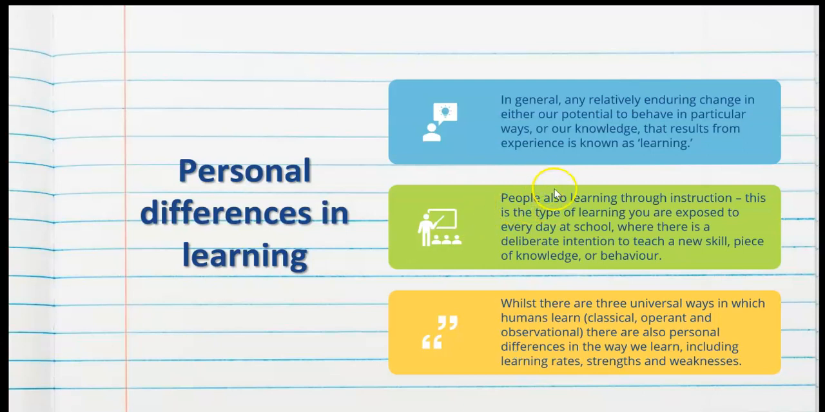People also learn through instruction. This is the type of learning that you are exposed to every day at school, whether it is a deliberate intention to teach a new skill, piece of knowledge, or behaviour. Just like no two people are the same, no two ways in how we learn are the same. So let's look at these personal differences in more detail.